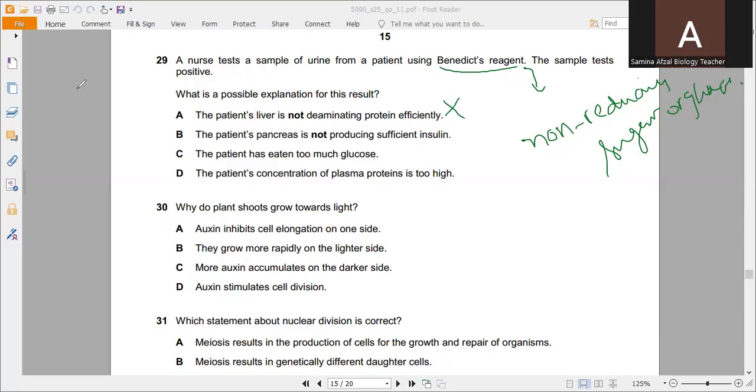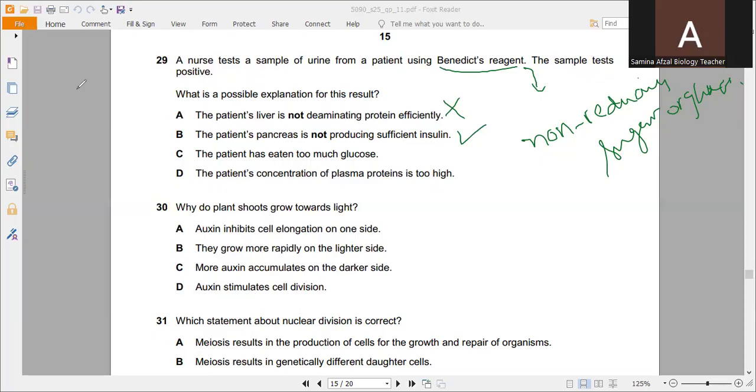The patient's pancreas is not producing sufficient insulin. Insulin is used to control the glucose. When glucose level is increased in the body, insulin is secreted by the pancreas, which changes the glucose into glycogen. So if insulin is not there, it means the glucose will be in the blood and in the urine. So B is the correct option.